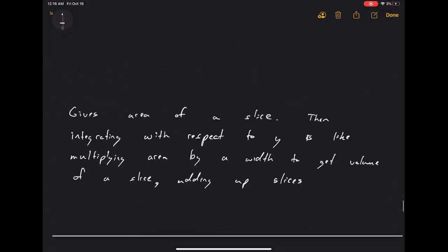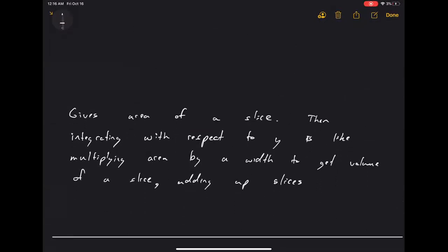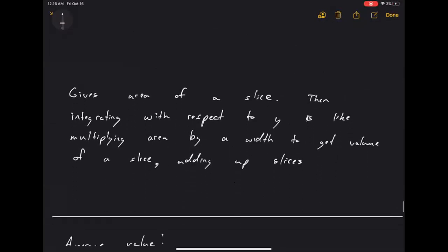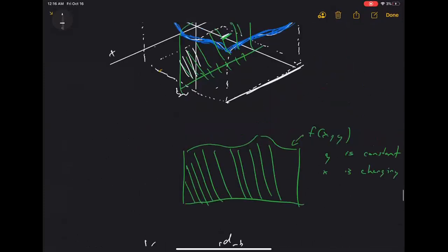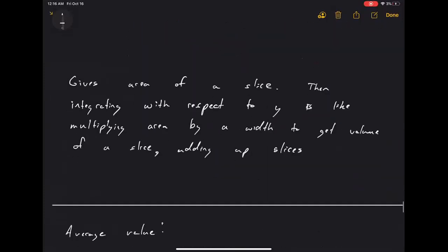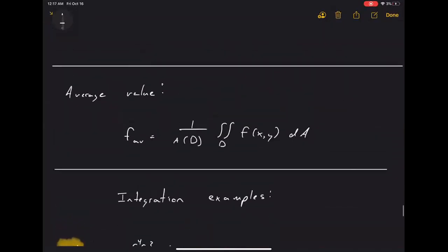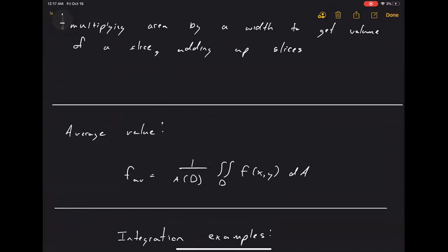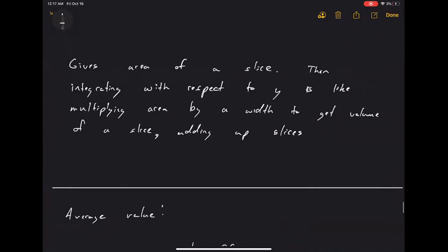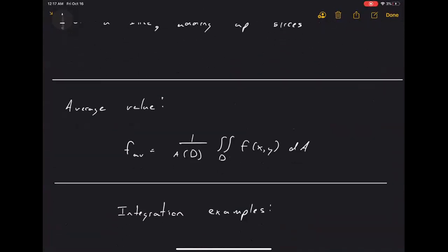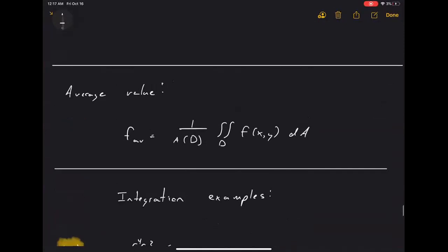Okay, so with that out of the way, let's continue. So that's just the explanation of my naive view of these slices. Okay, average value, we're getting to the end of the section now. There's a little bit on average value, and then I'm just going to work a couple integrals for the end of this video.